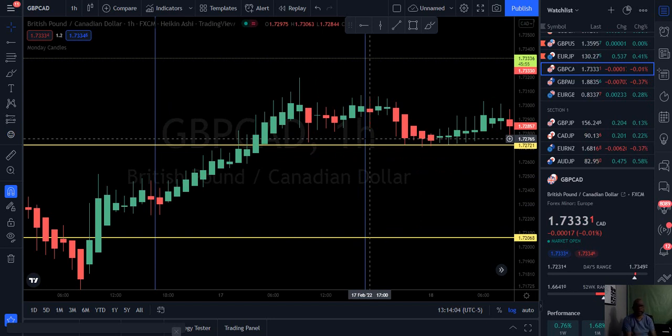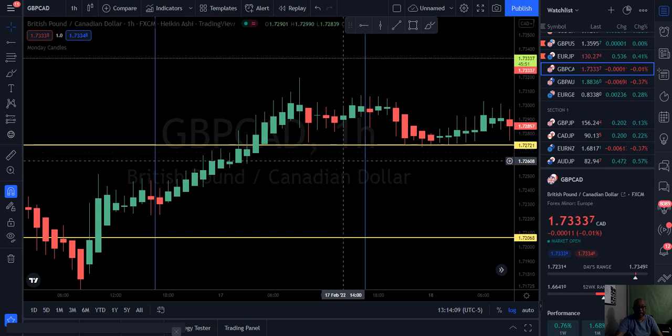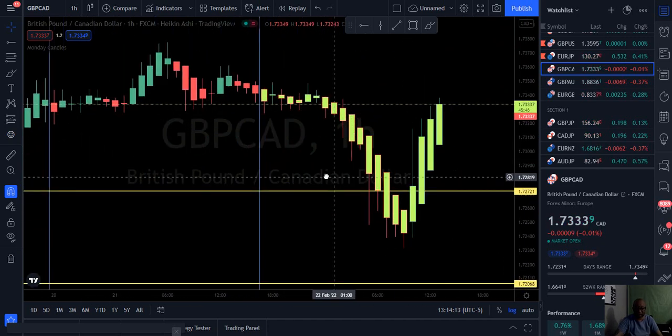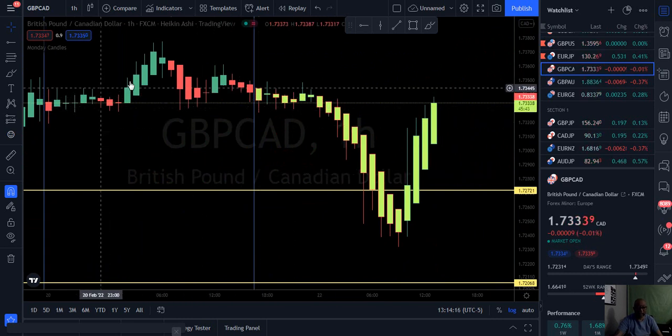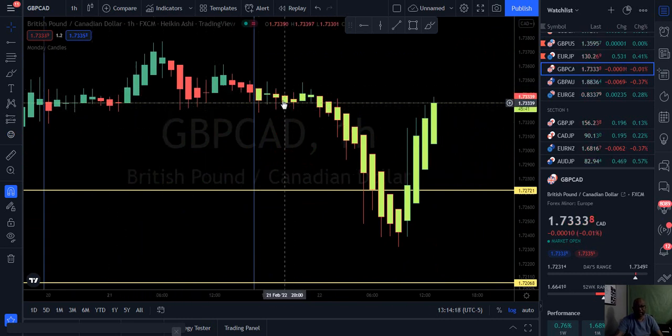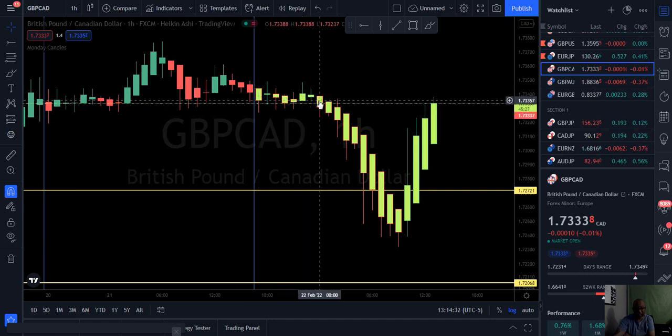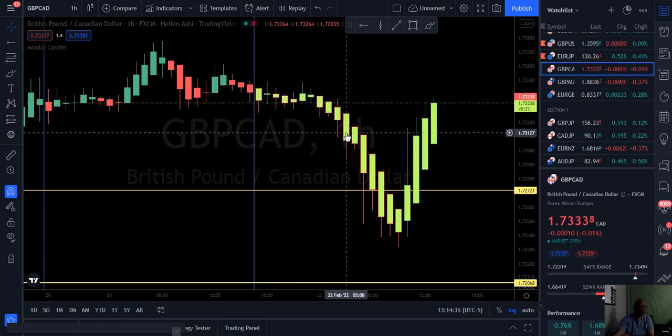So that's two strategies: the 2 o'clock candle strategy, and this is the Monday candle. But remember, the Monday candles start forming. Let me go over here. Today is Tuesday, right? So these are actually the Monday candles, but the Monday candles that we're looking for, they start forming at 5 p.m. Eastern Standard Time on Tuesday.